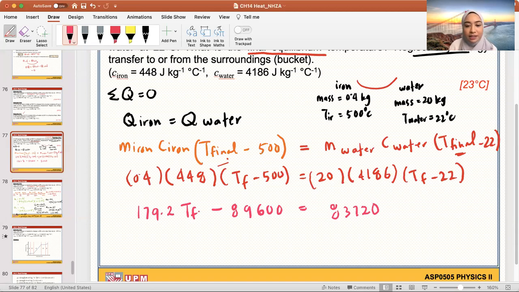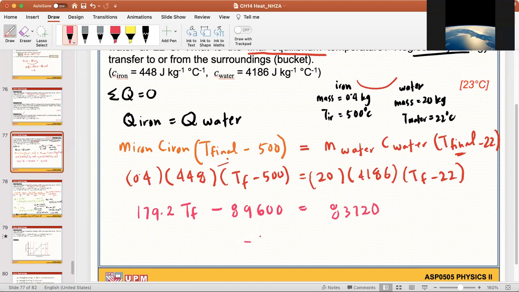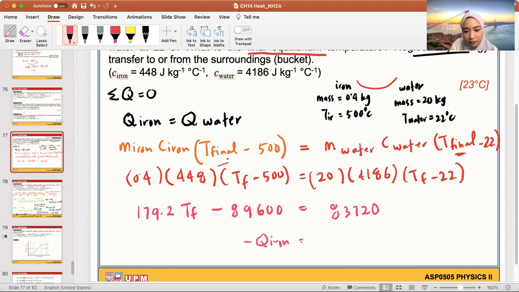Ada orang tahu tak apa yang saya silap kat sini? Negatif. Negatif dengan negatif. Ke mana saya negatif? Tak, I mean ada negatif dekat Q iron. Negatif Q iron sama dengan Q water.